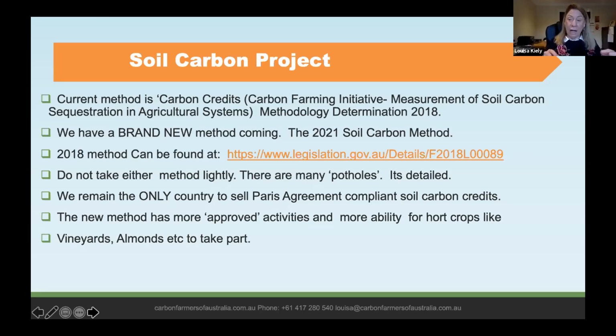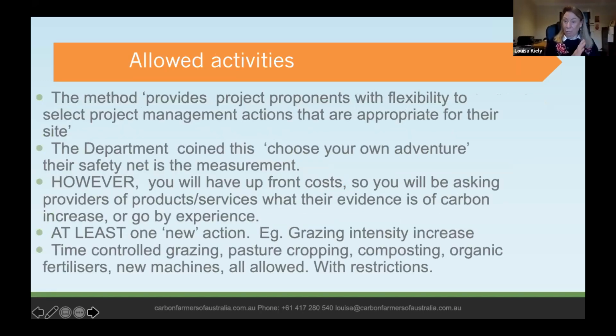There's over 150 soil carbon registered projects on the Clean Energy Regulator site. However, they've only just had their baseline done. The first thing you've got to do is your baseline, to make sure how much carbon you've got there right at the moment.